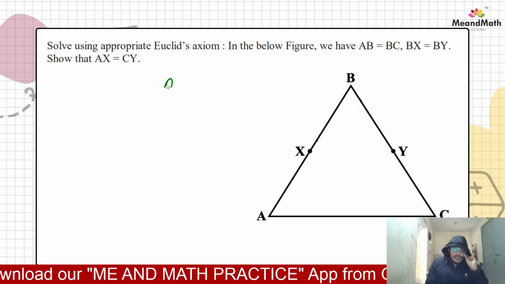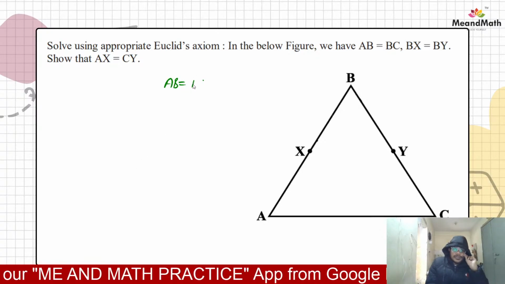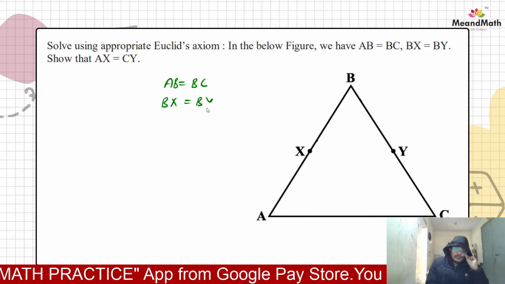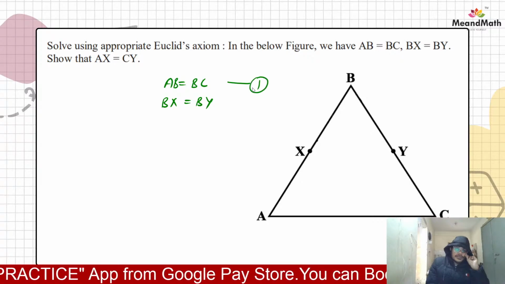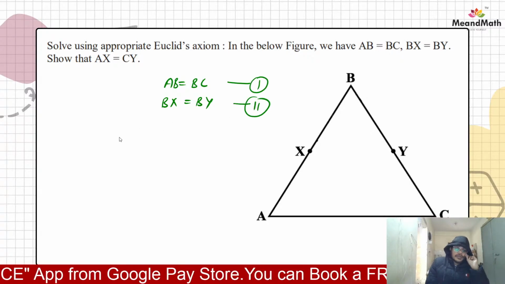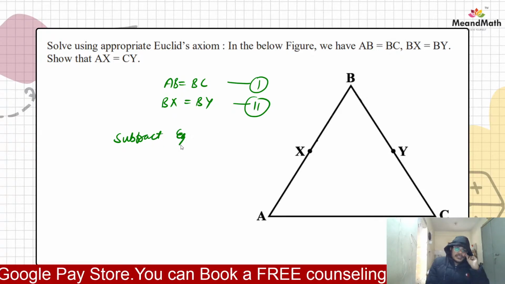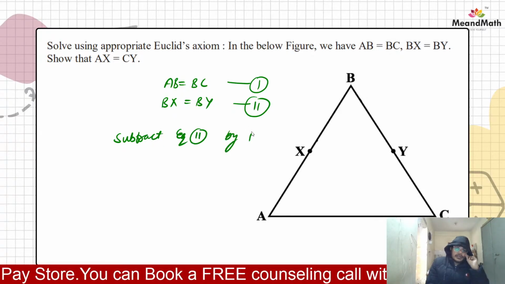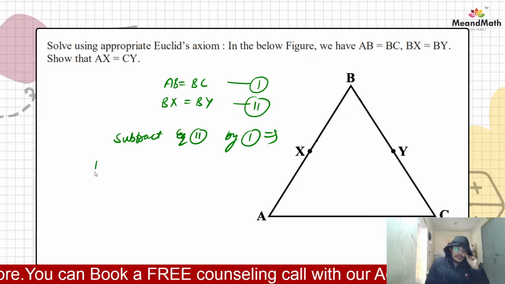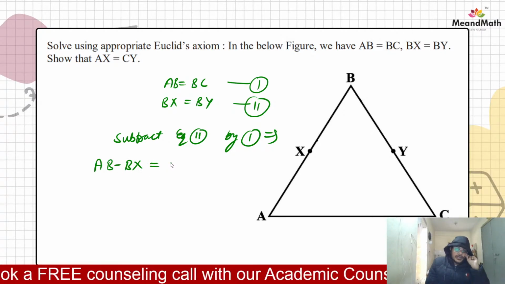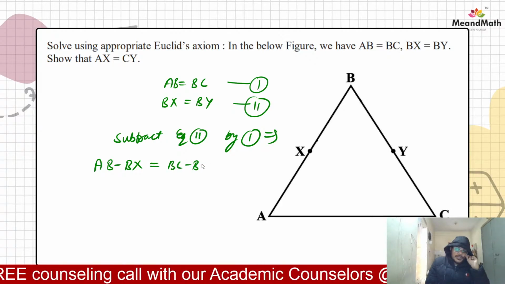AB is equal to BC and BX is equal to BY. So this is equation 1, this is equation 2. If I subtract equation 2 from 1, what will I get? I will get AB minus BX is equal to BC minus BY.